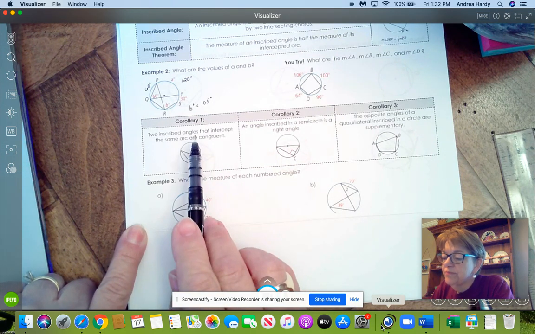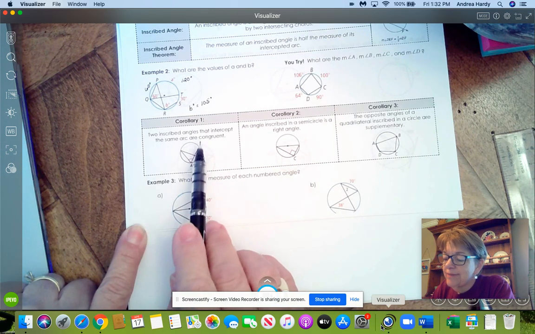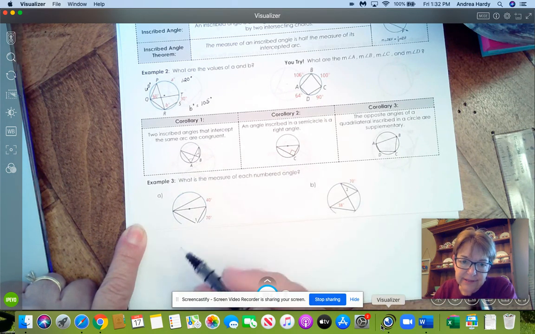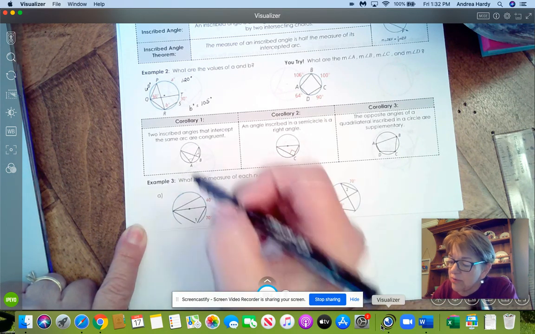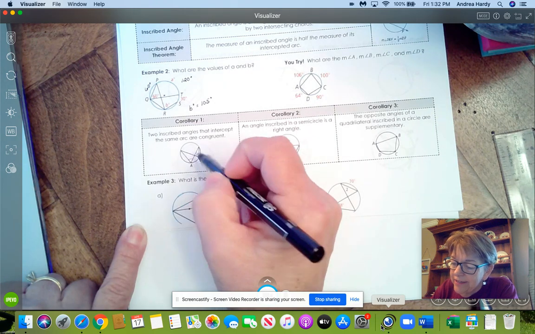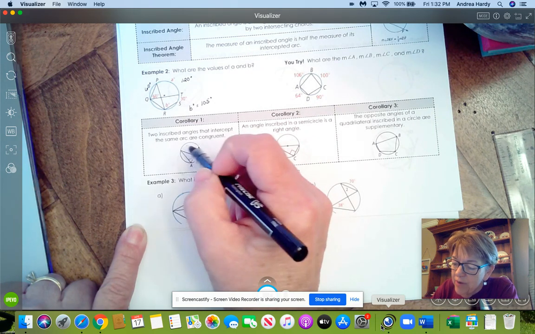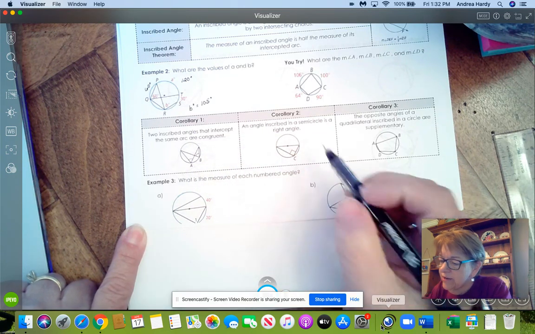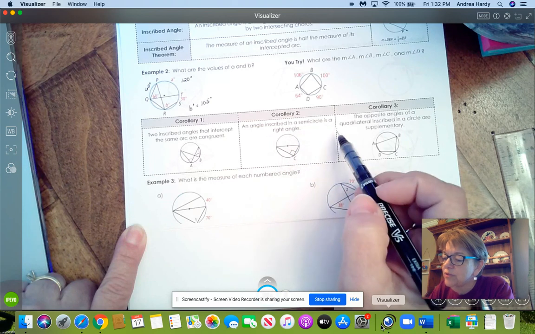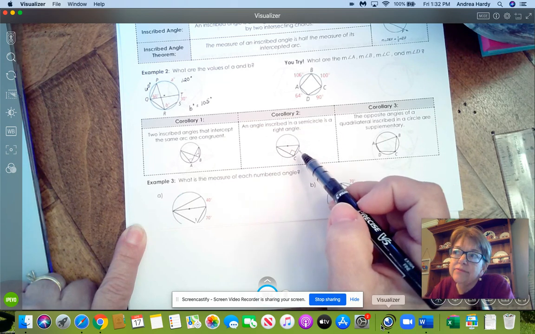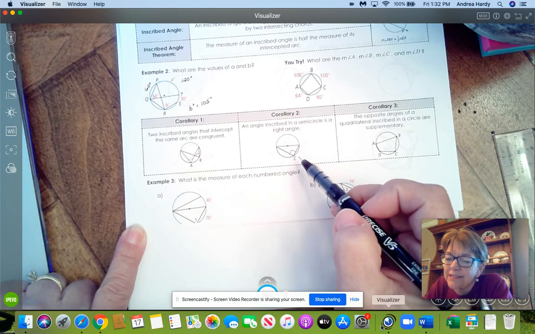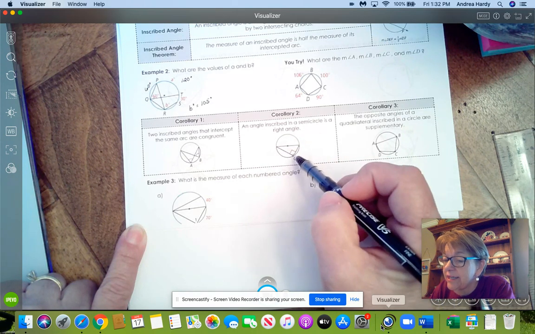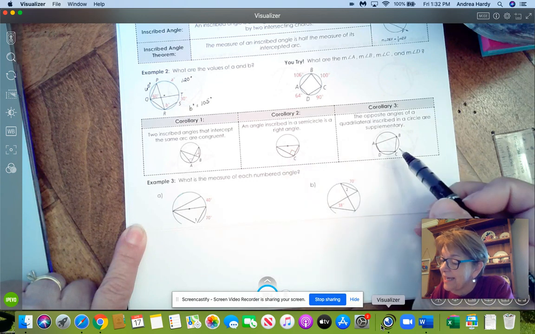We have 3 corollaries. Two inscribed angles that intercept the same arc are congruent. Well, that makes sense. Okay? So if they go to the very same arc, then these angles are going to be the same, and they're going to be half of whatever that arc is. An angle inscribed in a semicircle is a right angle. That also goes back to the same thing that we just did. If this is 180 degrees, then this right here is going to be 90, half of that.